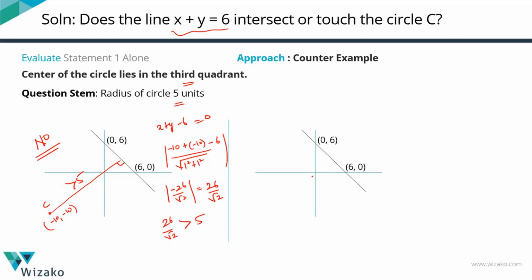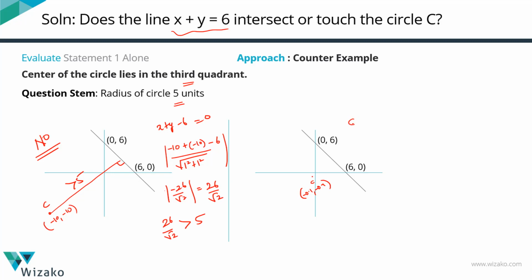So let's pick a point really close to the origin, which is in the third quadrant. The center of the circle, let's take that point to be (-0.1, -0.1). Let's check out what happens to the perpendicular distance right now. We're going to run through the same formula, except that instead of x1, y1 being -10 and -10, it is going to be -0.1 and -0.1.